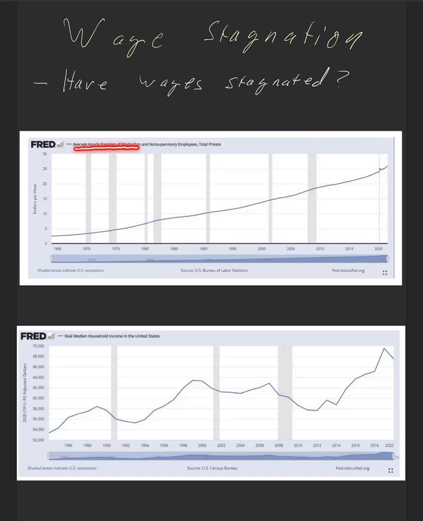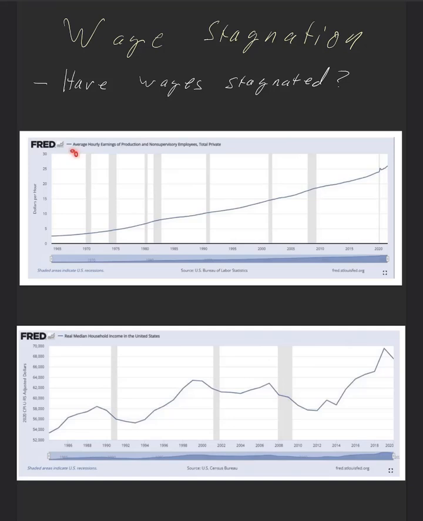The average hourly earnings of production and non-supervisory employees. So I'm saying here's everybody that's working that's not a manager. Their wages very steadily rise, and in fact, in 2020 we see a short spike, and then the downturn is really just a reversion to the mean. We see this increase. Not much evidence that wages have stagnated.